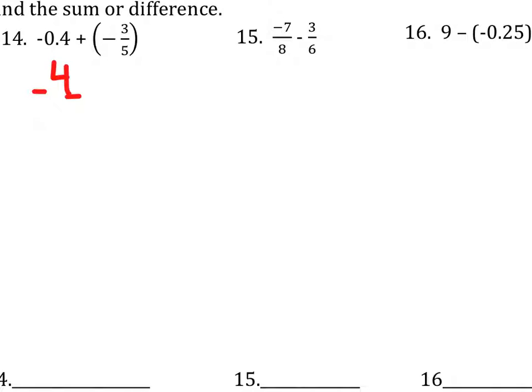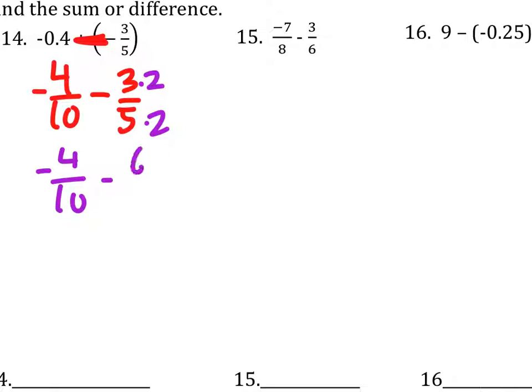This would be -4/10. And that would really just be a -3/5. But we need common denominators. So we'll make it 10. That would give us -4/10 minus 6/10. Some of you know that you could simplify 4/10. That's okay. That would give us -10/10, which is -1.